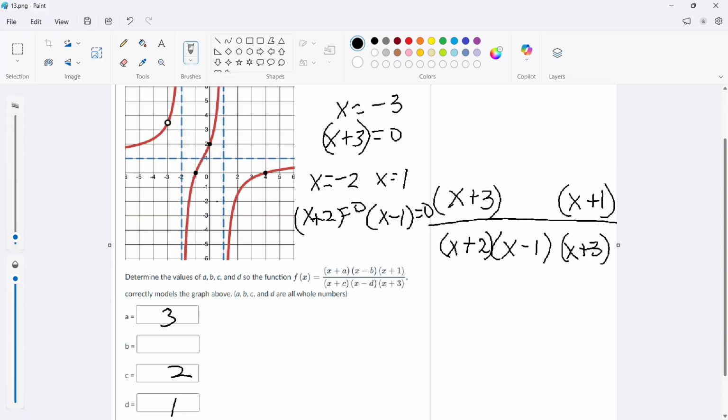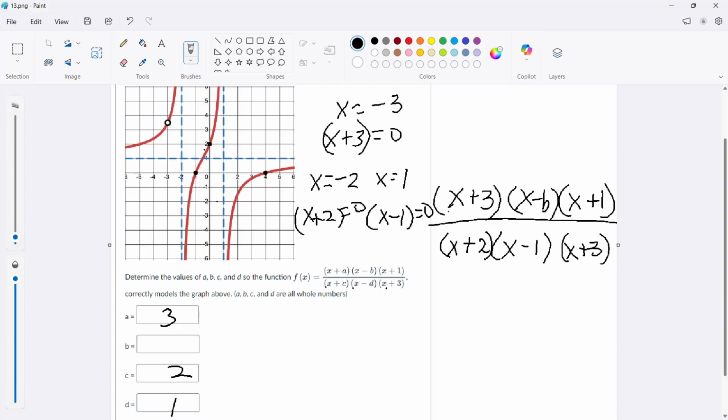I've got a horizontal asymptote at y equals 1, but that's just x times x times x is x cubed, x times x times x is x cubed. The coefficient is 1, 1 divided by 1 is 1. So I guess I'll use the y-intercept, which is 2. So I've got x minus b still. So if I put in 0 for x, it should equal 2.